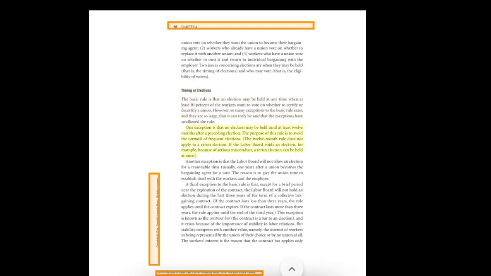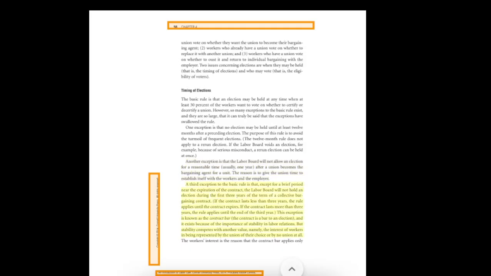One exception is that no election may be held until at least 12 months after a preceding election. The purpose of this rule is to avoid the turmoil of frequent elections. The 12-month rule does not apply to a rerun election. If the labor board voids an election, for example, because of serious misconduct, a rerun election can be held at once. Another exception is that the labor board will not allow an election for a reasonable time, usually 1 year, after a union becomes the bargaining agent for a unit. The reason is to give the union time to establish itself with the workers and the employer.